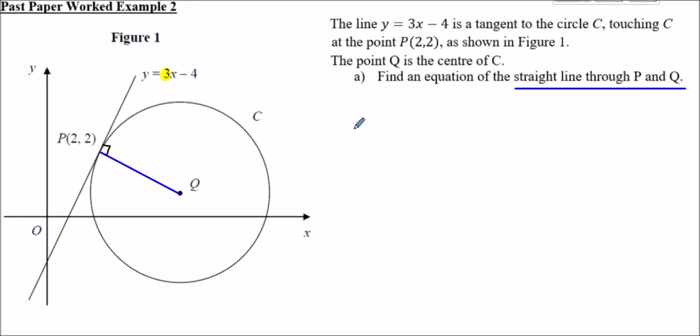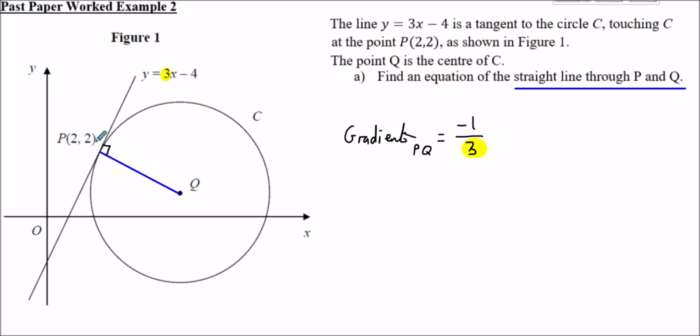So the gradient of PQ is going to be the negative reciprocal, minus 1 over the gradient of the tangent to it. In other words, just minus 1 over 3. So minus 1/3. We also know a point on PQ because we're told what P is.